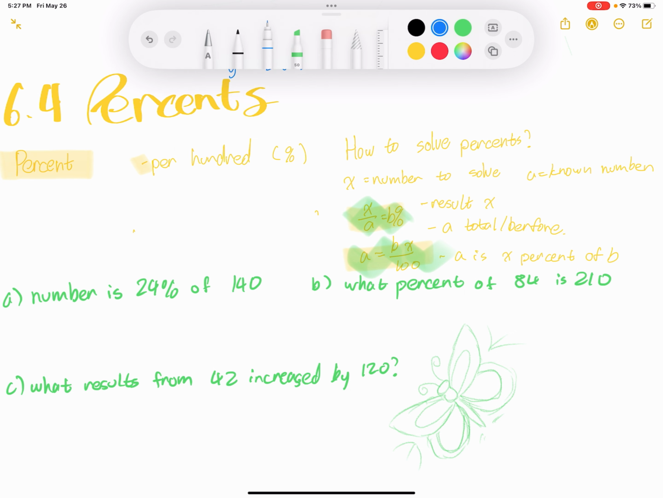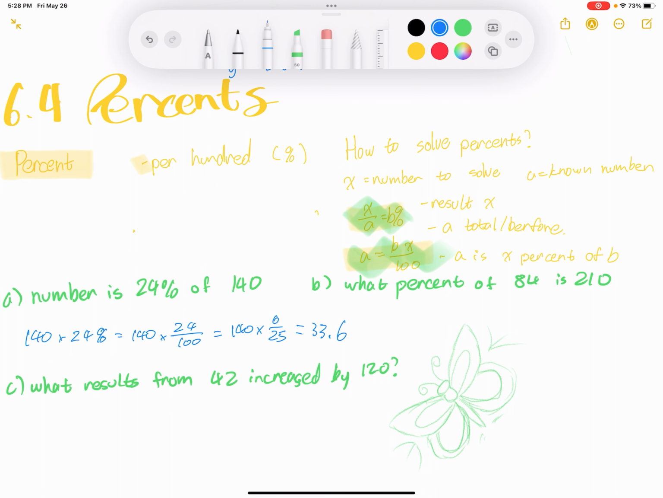First one. A. Number that is 24% of 140. Okay, 140 times 24% equals 140 times 24% divided by 100 equals 140 times 6 divided by 25, which equals 33.6.